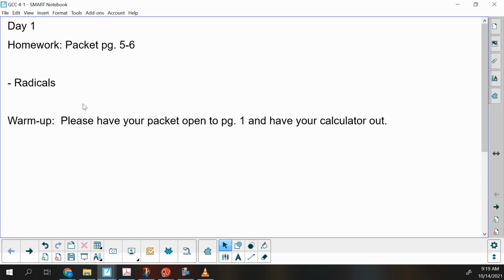Our new unit begins with radicals. That's our topic for today. Radicals is a synonym for square roots. And once you have day one written in your planner and your calculator out, we'll start out on page one.